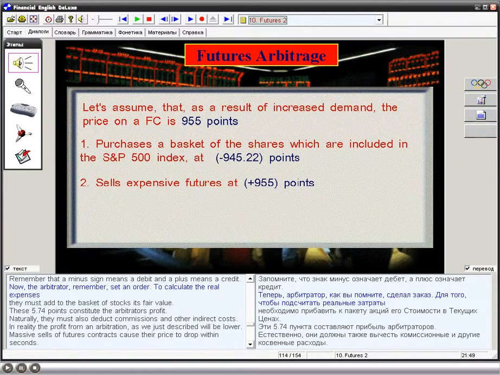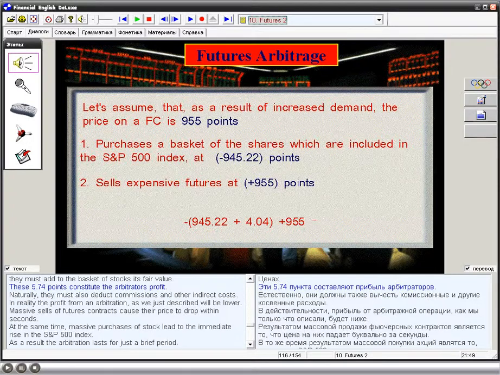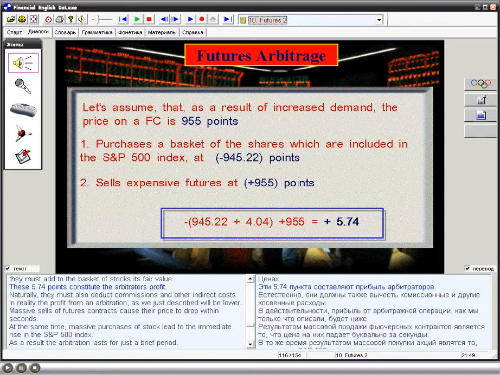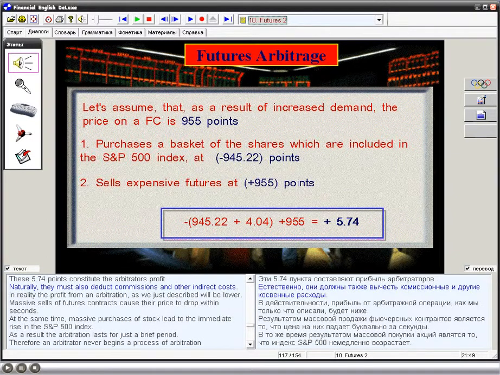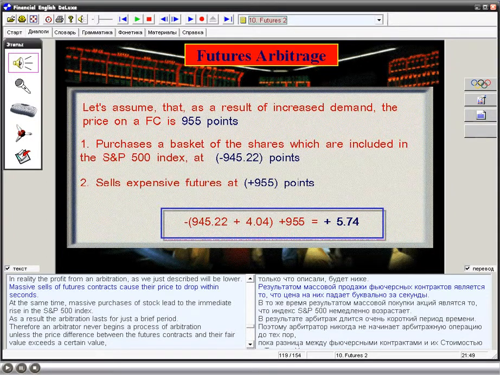Now, the arbitrator remembers that in order to calculate their real expenses, they must add to the basket of stocks its fair value. These 5.74 points constitute the arbitrator's profit. Naturally, they must also deduct commissions and other indirect costs. In reality, the profit from an arbitration, as we just described, will be lower.